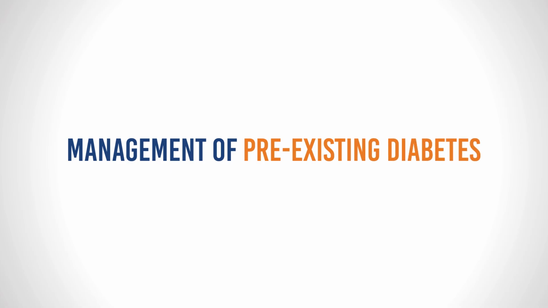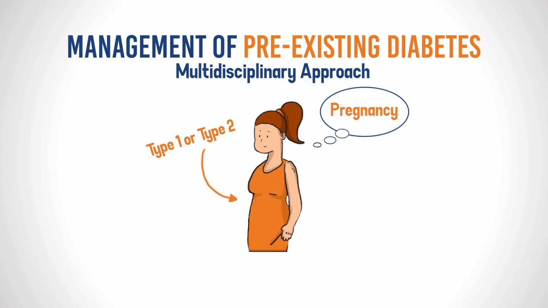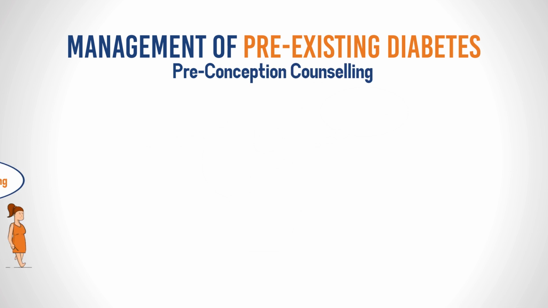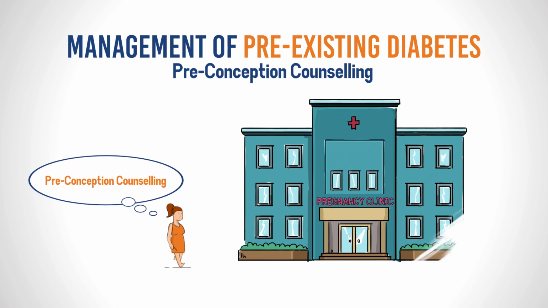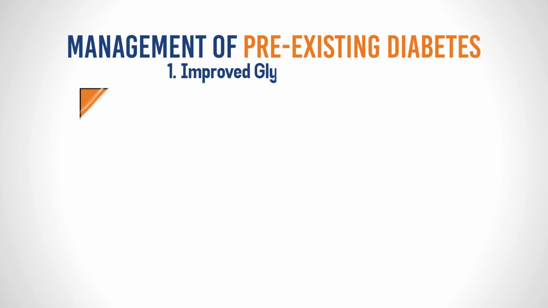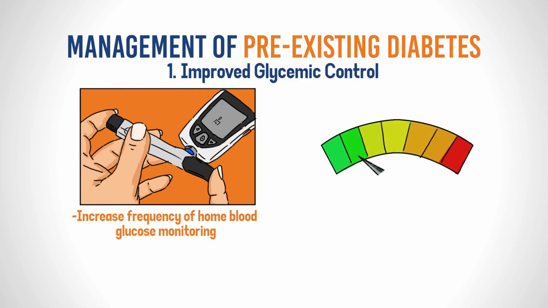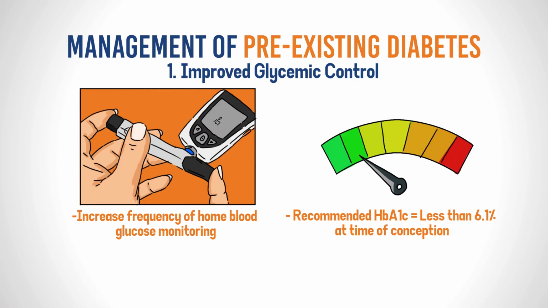Management of pre-existing diabetes. A multidisciplinary approach is required to manage pre-existing diabetes in pregnancy. All women with diabetes who are thinking about pregnancy should be referred to high-risk pregnancy clinics for preconception counseling. Improved glycemic control can be achieved with increased frequency of home blood glucose monitoring. Lower HbA1c levels improve perinatal outcomes and reduce risks. The recommended HbA1c should be less than 6.1% at the time of conception.